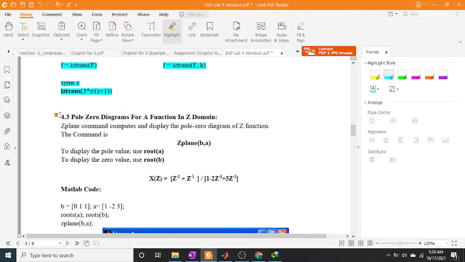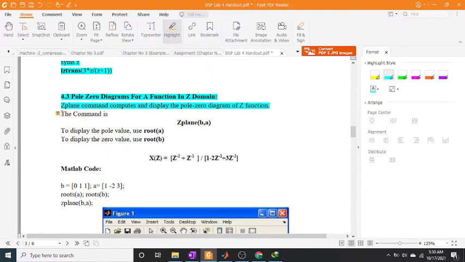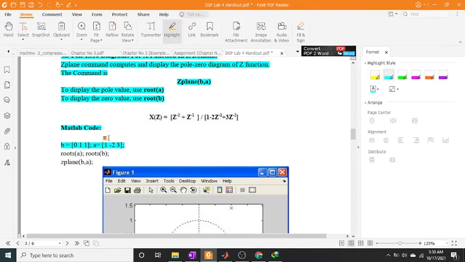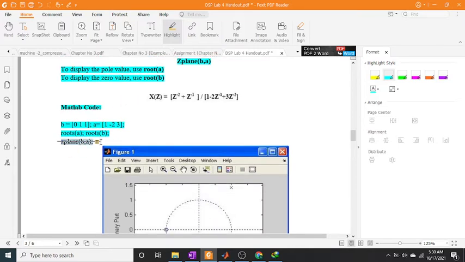4.3 Pole zero diagrams for a function in Z domain. The zplane command computes and displays the pole zero diagram of a Z function. The command is zplane(b,a). To display the pole values, use roots(a). To display the zero values, use roots(b). MATLAB code. B equals [0 1 1], A equals [1 -2 3]. roots(A), roots(B), zplane(b,a).